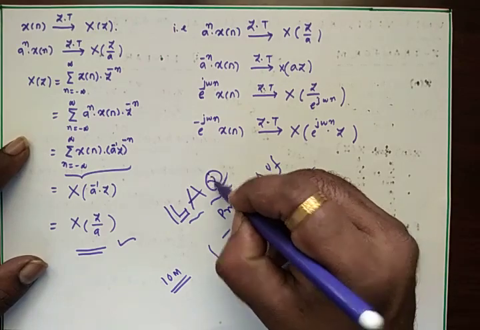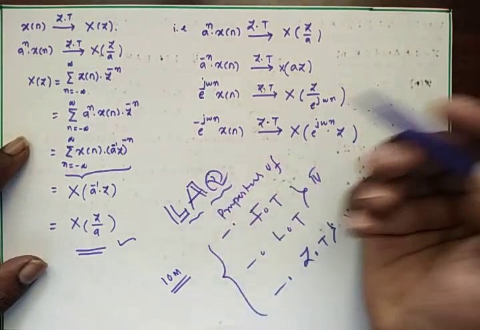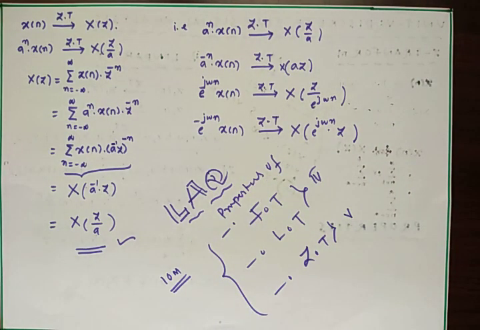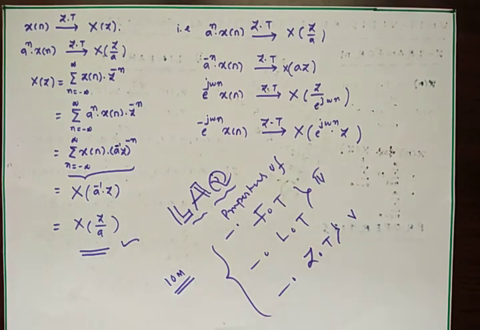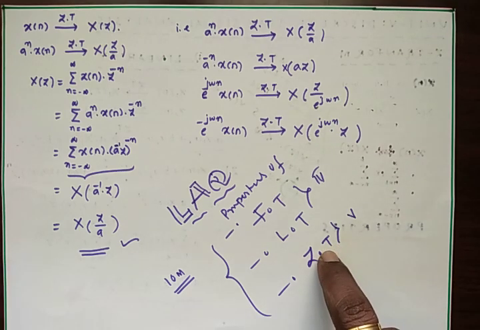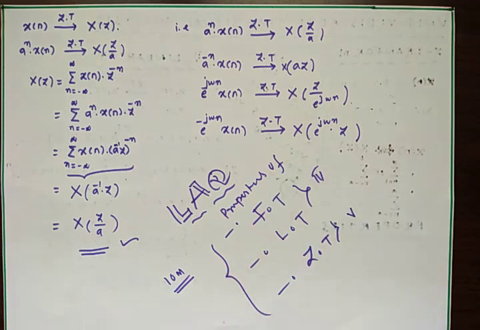Everyone must be careful about these transforms. What are the transforms? Laplace transform, Fourier transform and the Z transform. The Fourier transform and the Laplace transform are used to analyze continuous time signals, whereas the Z transform is used to analyze discrete time signals. This is about the discrete time signals. These two are about the continuous time signals.